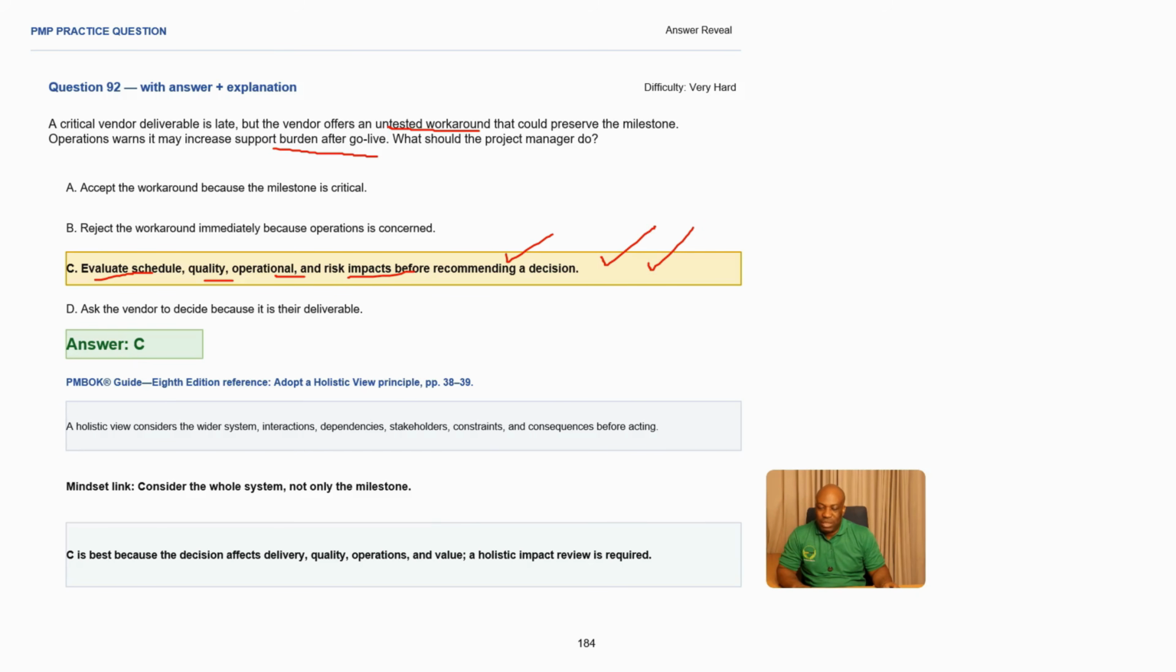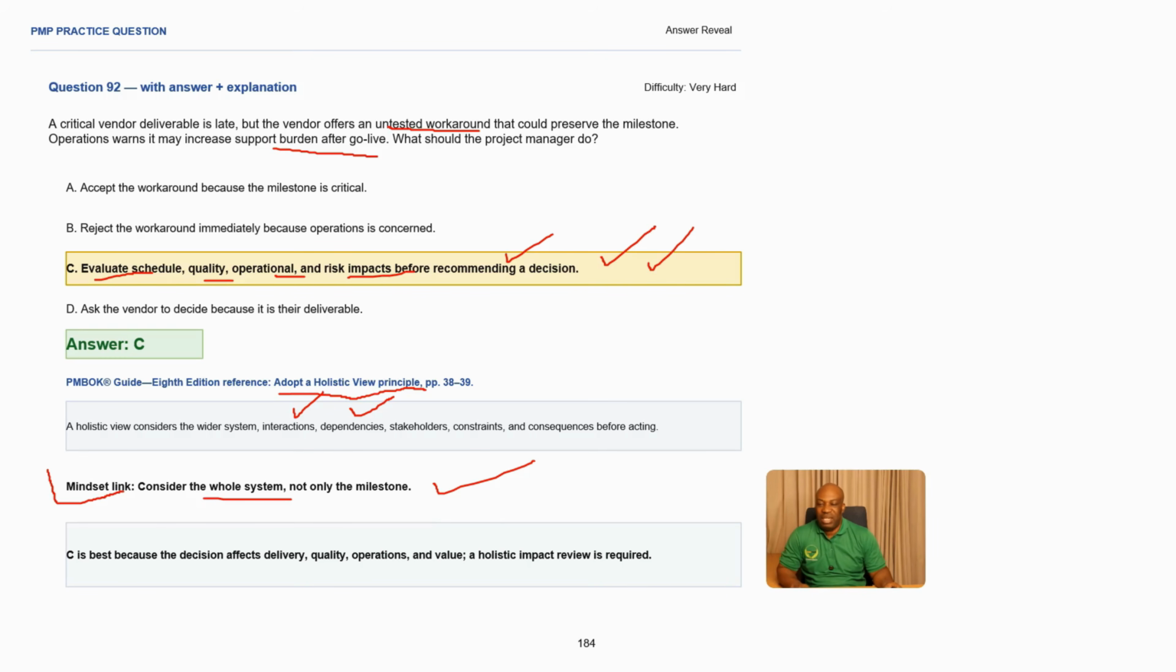How do we link it back to our PM book? We need to adopt a holistic view principle where we look at integrations and also dependencies. So this one, operations have a dependence on what is coming from the project, but the workaround, they are saying, is going to be a burden to them. So what is the best mindset here? The best mindset here is to consider the whole system, not only a milestone.